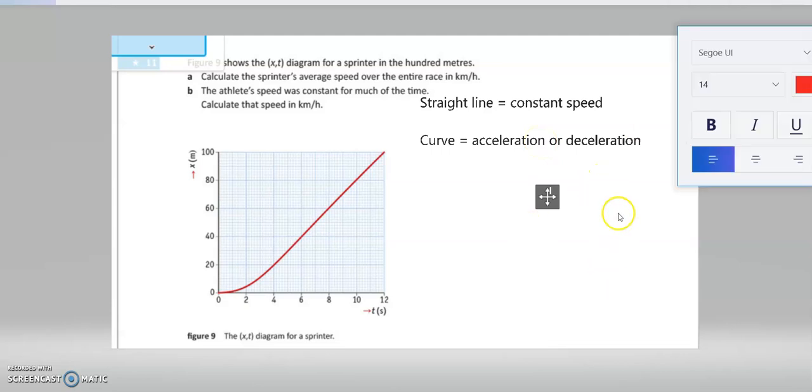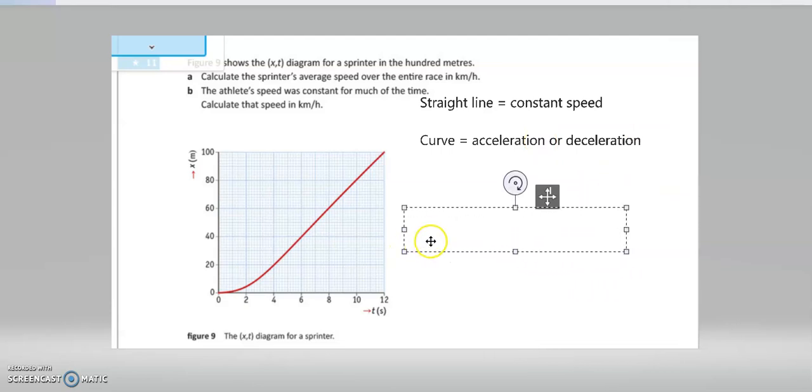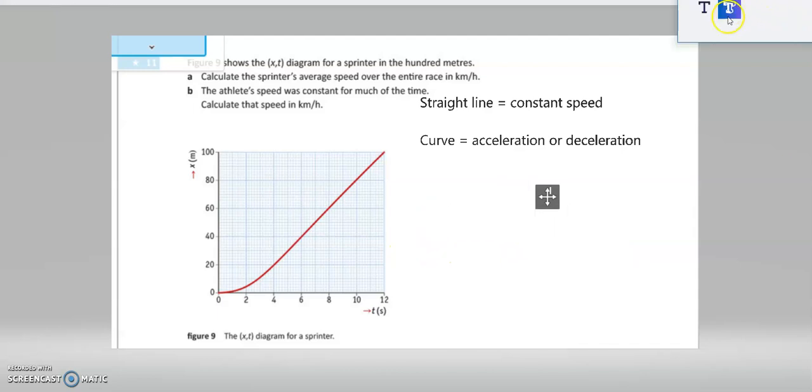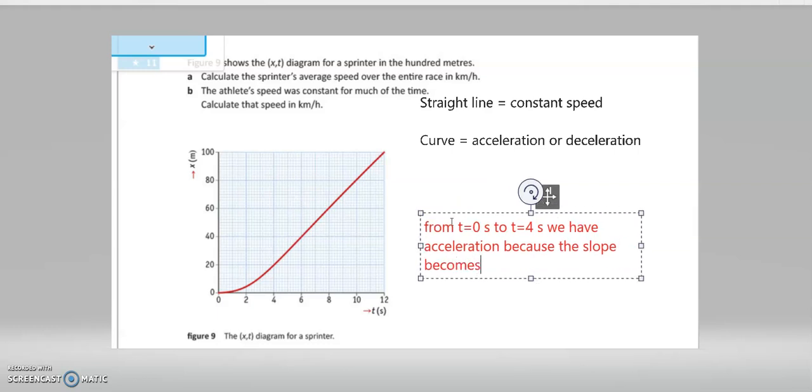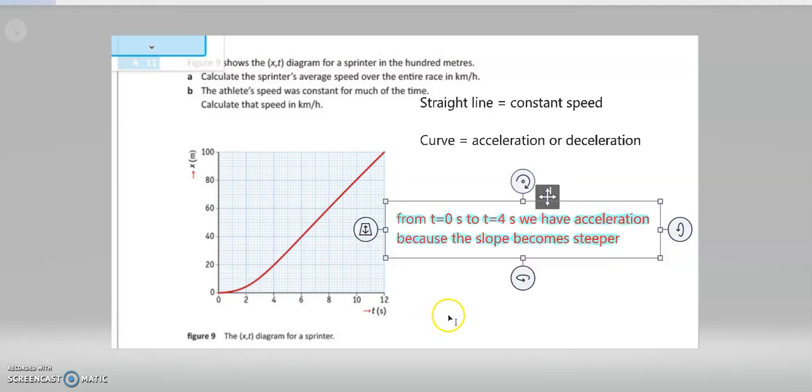So let me write down here. From 0 seconds to 4 seconds we have acceleration because the slope becomes steeper. So this is what we can understand from the graph.